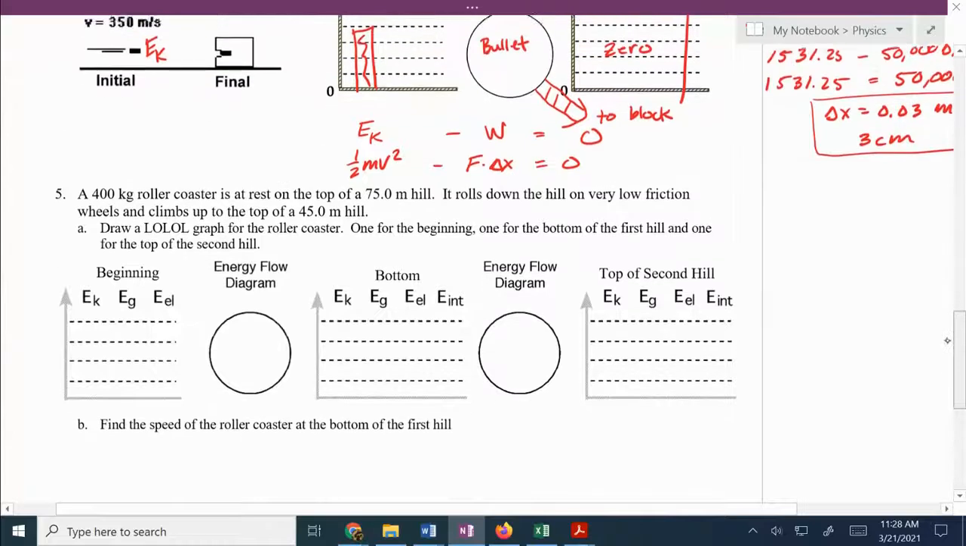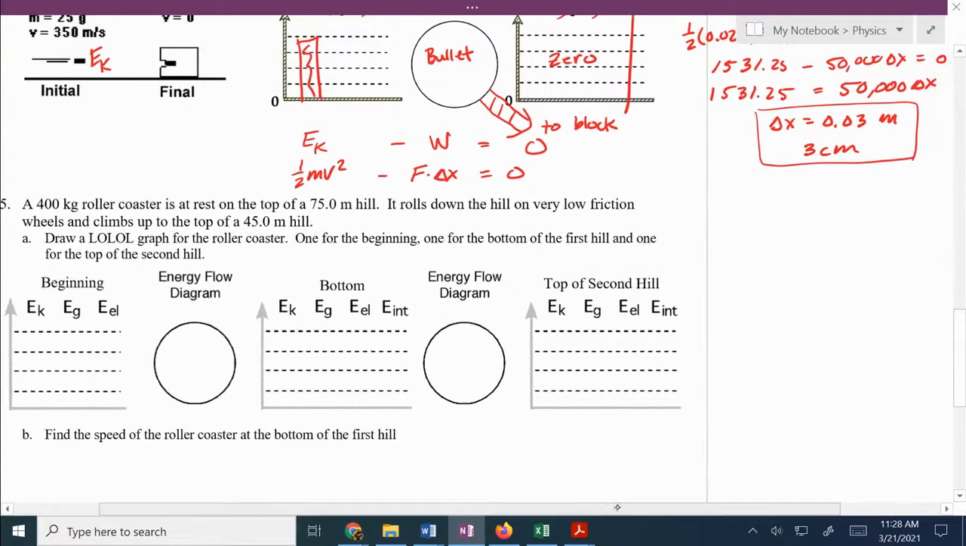Lastly, the roller coaster one. It's fairly good to draw yourself a picture for this one. It starts up high. This problem is actually very similar to the one in the kinetic energy physics journal example, so you can always look there. That might be helpful.